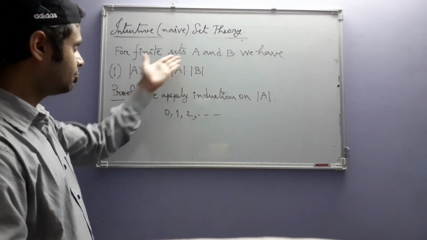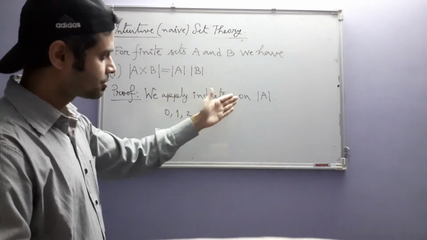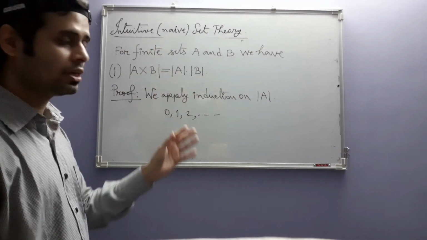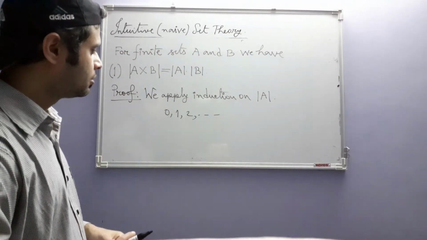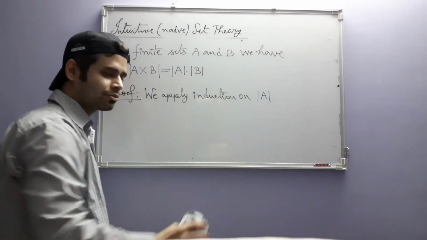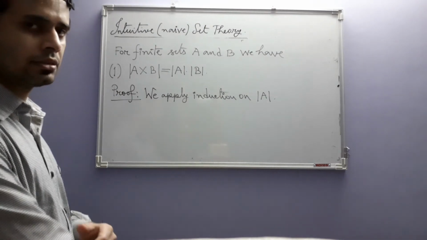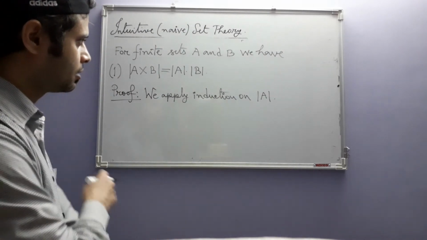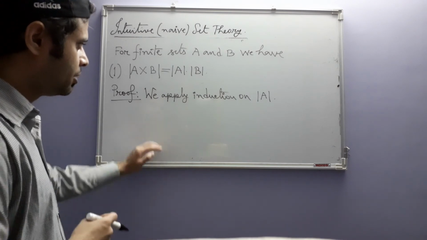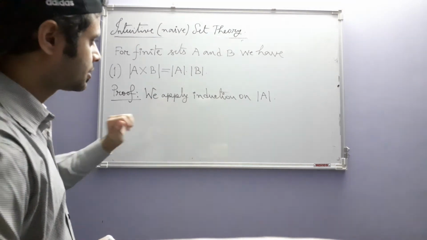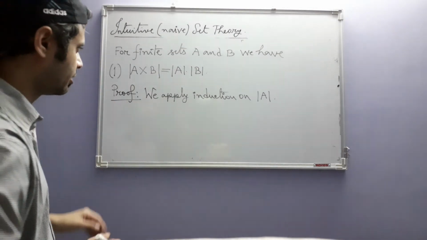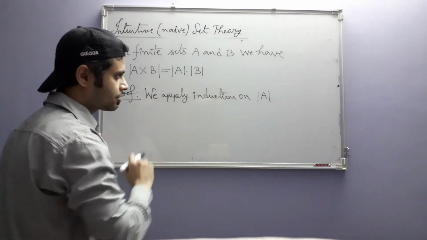And because it is given that A is finite, that's why the cardinality is coming into question. Because for infinite sets, we have not defined cardinality. Although there is a concept of cardinality for infinite sets also, that is a higher concept which is way beyond the level at which we are right now. So we apply induction on the cardinality of A.